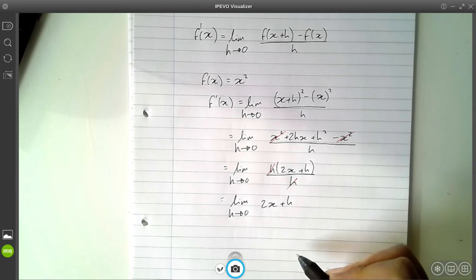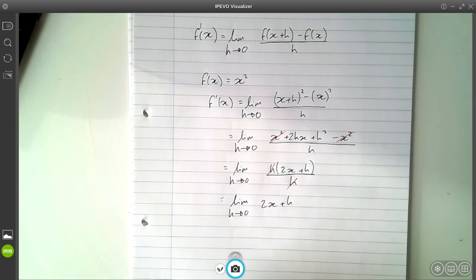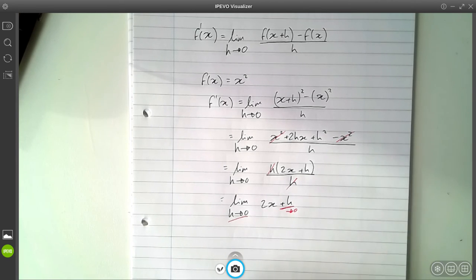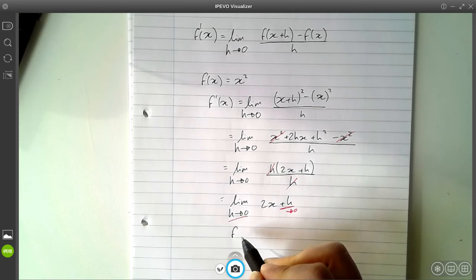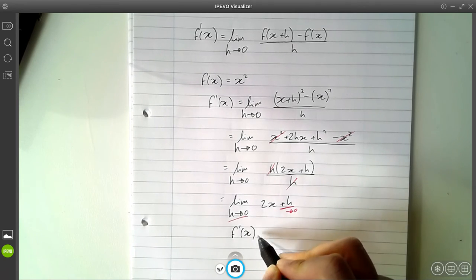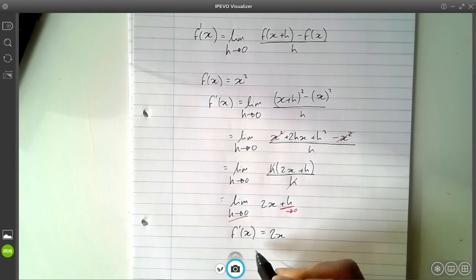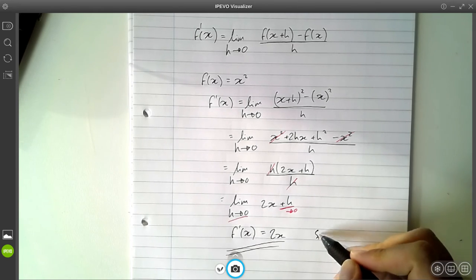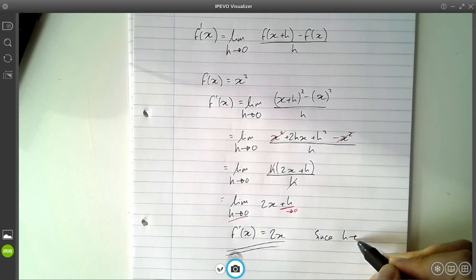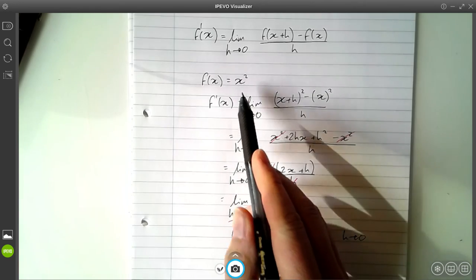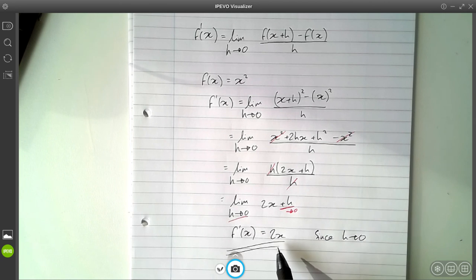Now, since h is tending towards 0, this term is tending towards 0. So what's happening is we can say that f dashed of x is equal to 2x, since h is tending towards 0 anyway. Okay, so we've differentiated x squared from first principles and showed that actually it differentiates to 2x.